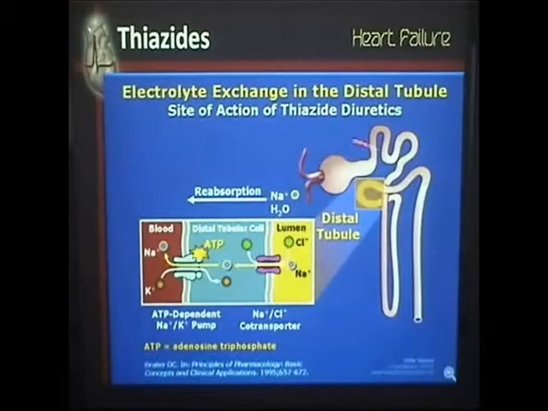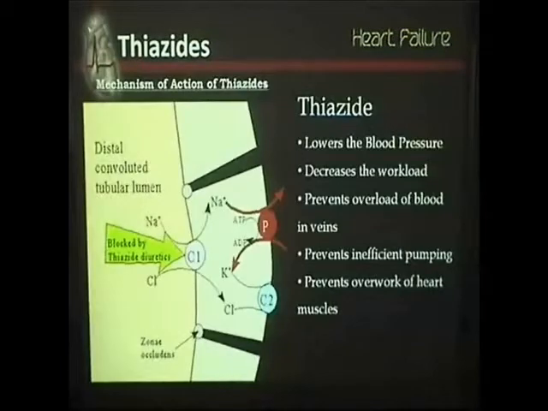Here we look at the distal convoluted tubule of the nephron. This is the lumen and this is the blood. Here sodium and chloride are resorbed back together with water in a normal condition. However, for a person who consumes thiazide diuretics, it blocks the sodium chloride symporter and doesn't allow the sodium to be resorbed back. So it doesn't allow the water to be resorbed back. This decreases the blood volume and decreases the workload on the heart.